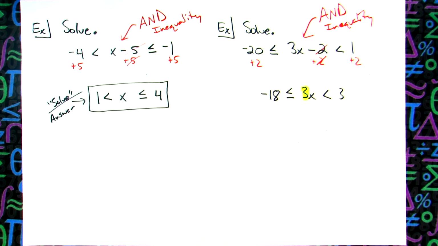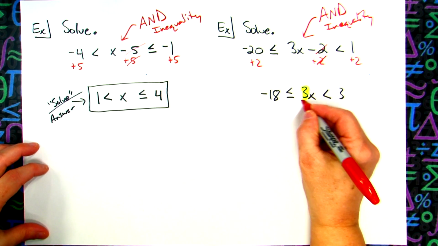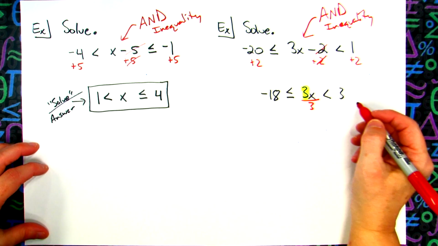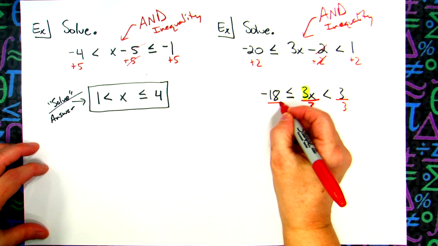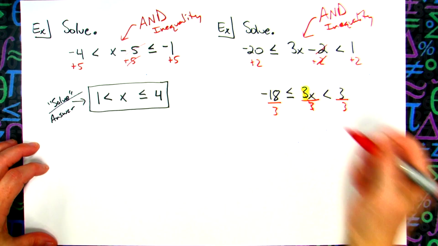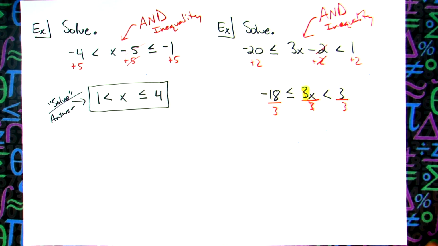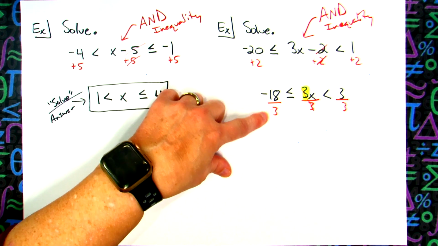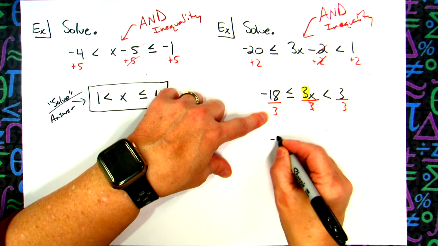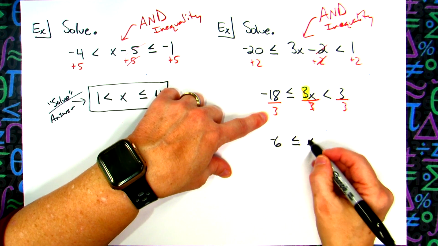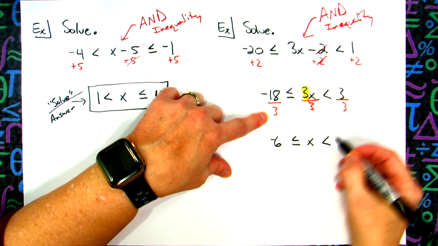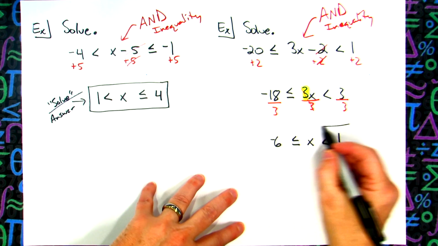So now that says 3 times x. What's the opposite of multiplying by 3? Yep, divide by 3 on all the sides. So you got to do it in the middle. You got to do it on the right-hand side. You got to do it on the left-hand side. So the 3's cross out just like they always do. Negative 18 divided by 3? Negative 6, less than or equal to x, less than 1. And then that's your answer.